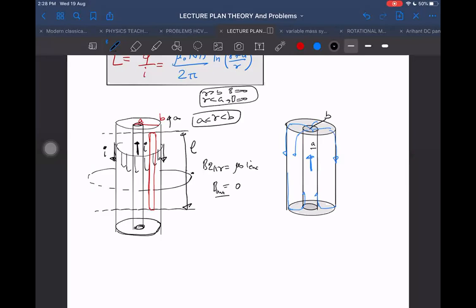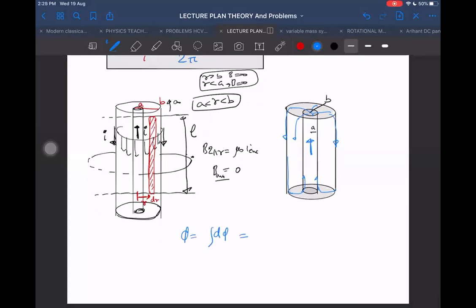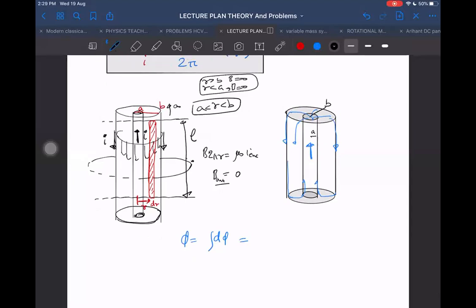In a to b, I want to find out the flux through an area. Let us say I am taking this shaded area. This shaded area is at a distance small r from the center, its width will be dr and its length will be L. What will be the flux through it? Tell me now. What is B here at a distance r? Use Ampere's law: B into 2 pi r is equal to mu naught into current enclosed, I only. So B comes out to be mu naught I by 2 pi r.